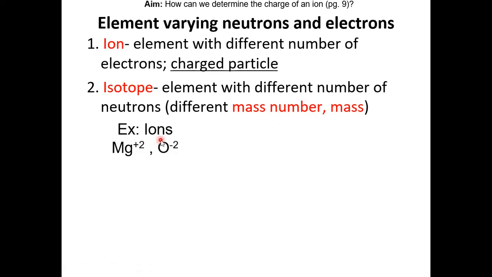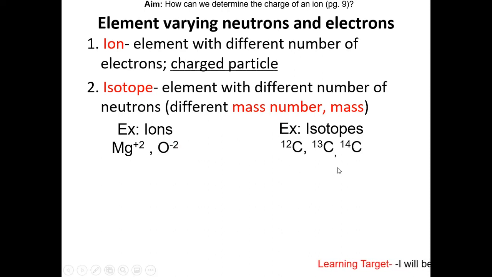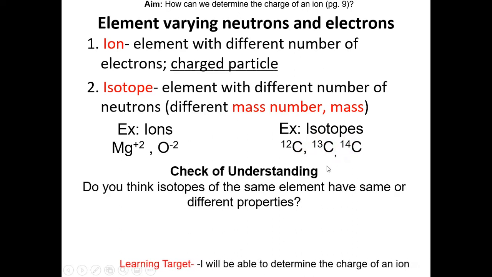So here's an example of an ion. We have a magnesium ion with a positive 2 charge. It lost 2 electrons. Oxygen with a minus 2 charge means it gained 2 electrons. Here are some isotopes. So here are carbon isotopes. Since they have different neutrons, the mass numbers are different. We have carbon 12, carbon 13, carbon 14.